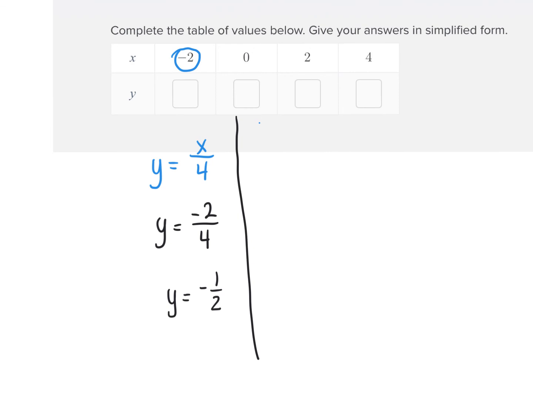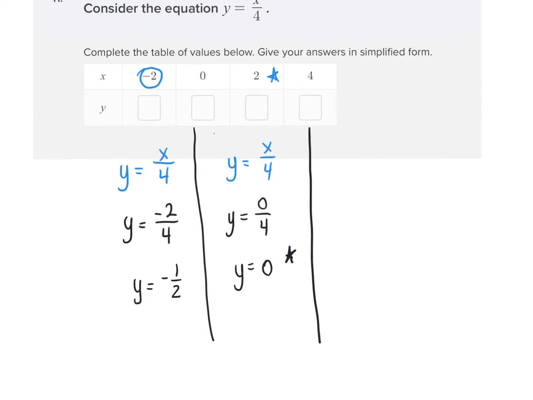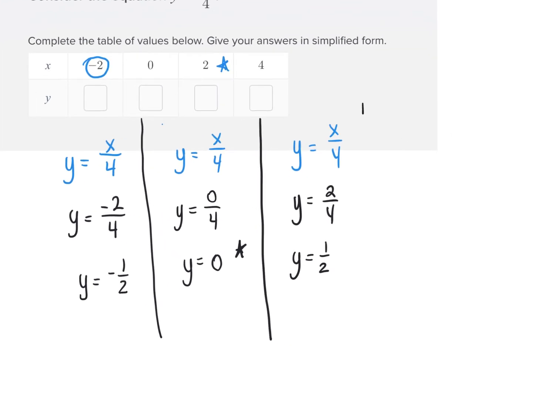Let's do the same now for 0. So each time you're going to rewrite the rule and you're going to plug in. Anything divided by 0 equals 0. Okay, now for the next one, you try it, tell me what you get. You should have gotten 1/2 for that one.